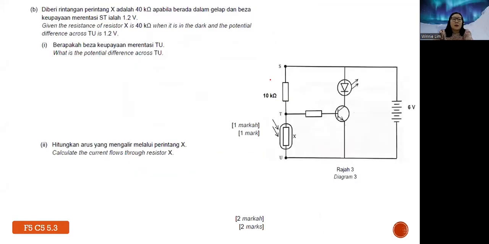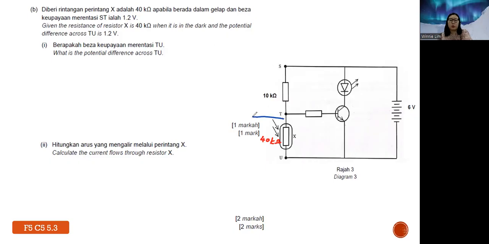Then next, given the resistance of resistor X is 40 kilo ohm when it is in the dark, and the potential difference across TU is 1.2 volt, what is the potential difference across TU? For this idea, this transistor in this circuit acts as an automatic switch, so this circuit is called an automatic switch. Again, you put the info inside the diagram and it will be easy for you to see. Basically, this is 10 kilo ohm. When this one becomes 40 kilo ohm, TU's the voltage across.